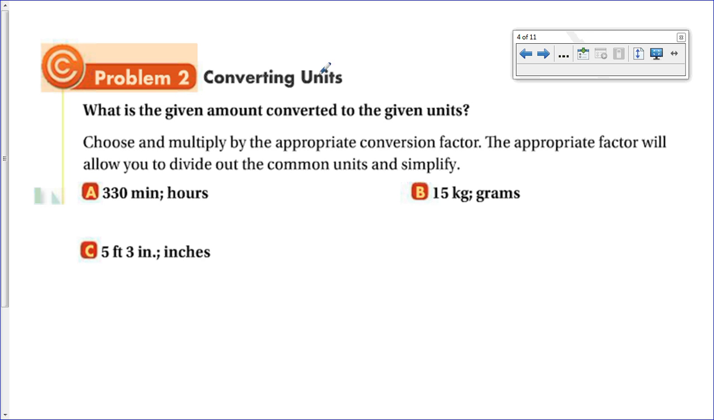Let's try another one. 15 kilograms to grams. So I'm going to write this 15 kilograms over 1. And then I'm going to set it equal to, and I'm going to write kilograms, since that's right there on the bottom, so that they'll cancel, and grams up top.